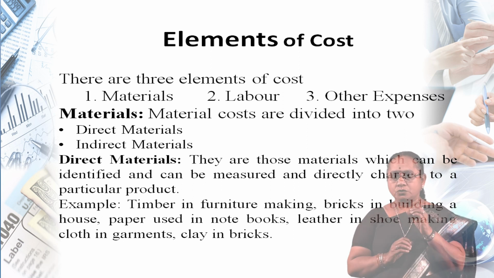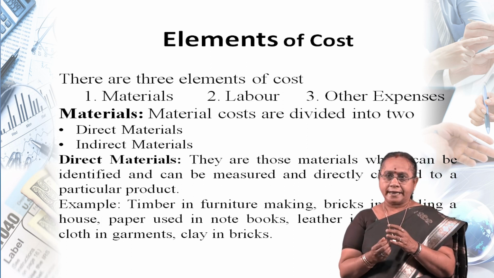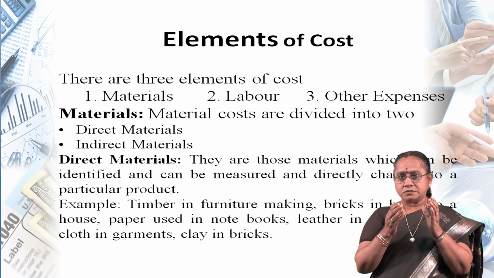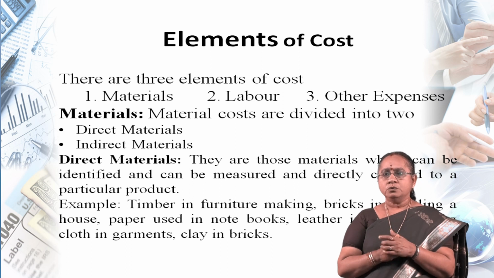Direct materials are those materials or raw materials which are directly used for producing the product. They are materials which can be identified, measured and directly charged to a particular product. For example, if timber is used in furniture making, that portion of timber can be directly charged to the particular furniture. Likewise, when we produce sugar, the cost of sugarcane as raw material can be directly charged to the product.